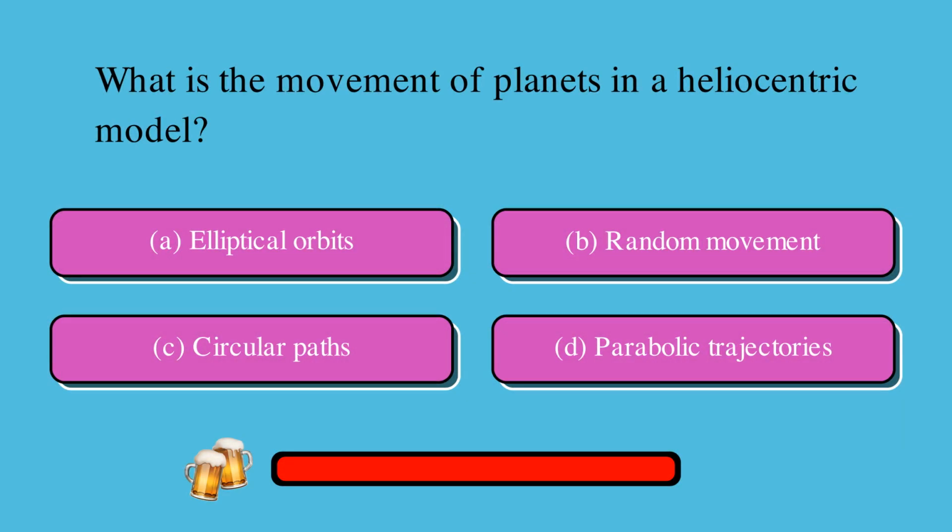What is the movement of planets in a heliocentric model? Is it A. elliptical orbits, B. random movements, C. circular paths, or D. parabolic trajectories? The correct answer is A. elliptical orbits.